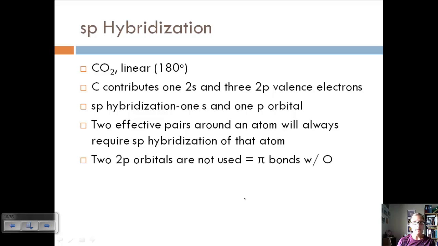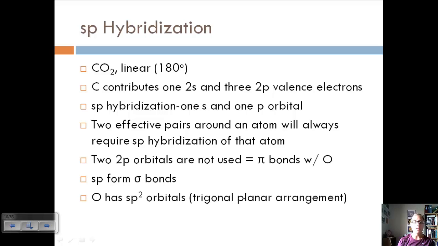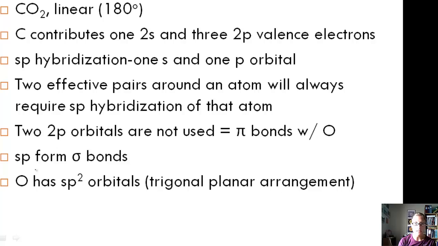We have 2 2p orbitals that aren't used, and so these are going to create pi bonds with the oxygen. And let's see. So the sp will form sigma bonds, and then the O has sp2 orbitals because of its trigonal planar arrangement. So let's look at a drawing of this.